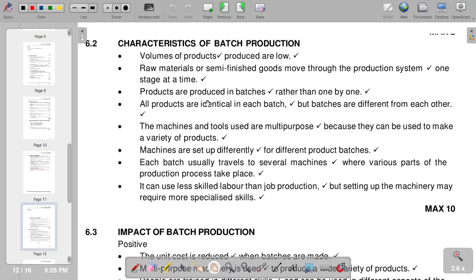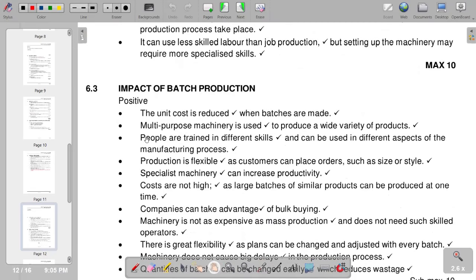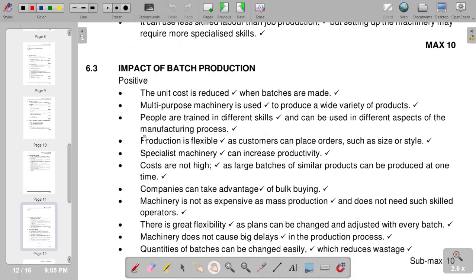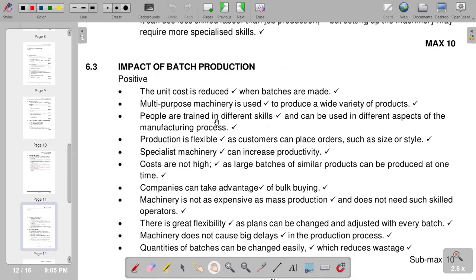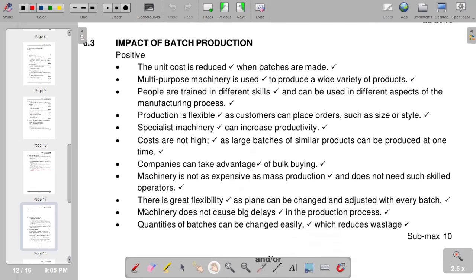So the impact of batch production, we've got the positive impact of batch production. The first point is unit cost is reduced when batches are made. Multi-purpose machinery is used to produce a wide variety of products. People are trained in different skills and can be used in different aspects of the manufacturing process. We saw further points in terms of positive impact of batch production.